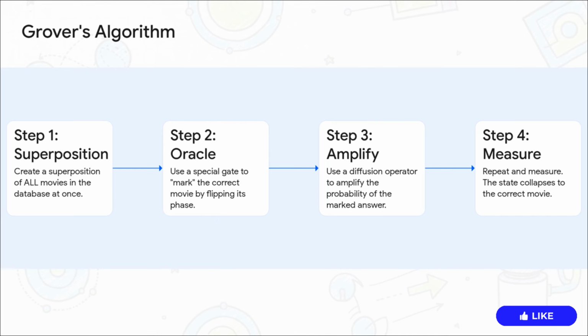First, it puts every single movie in the database into one massive superposition. Then it uses a special oracle function to basically mark the correct movie, the one that matches your description. Now here's where the magic really happens. Another operation comes in and amplifies the probability of that marked answer while shrinking all the wrong ones. You repeat that process just a few times, and when you finally measure the system, it collapses directly onto the movie you were looking for.